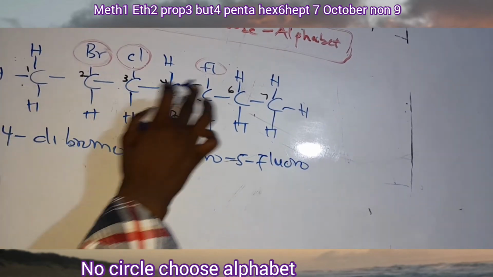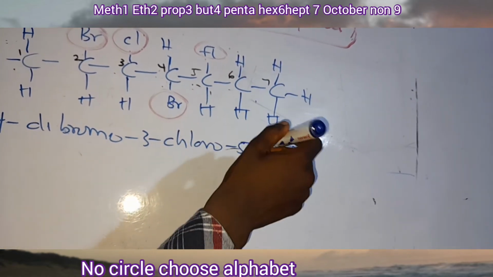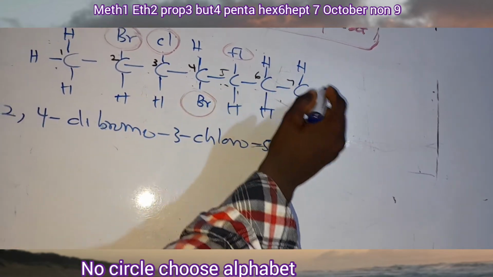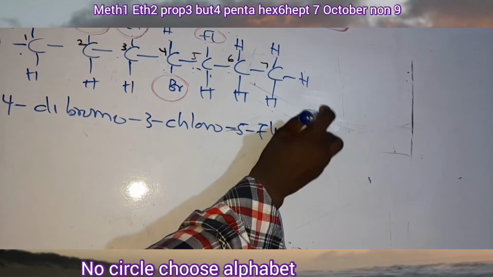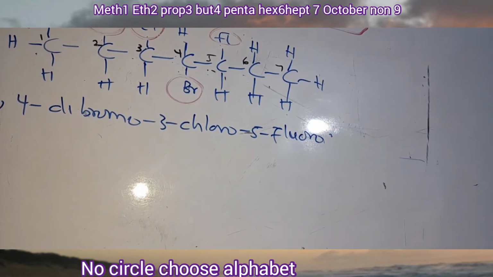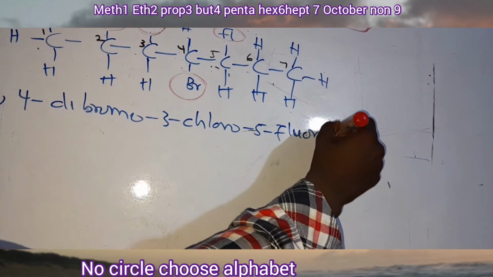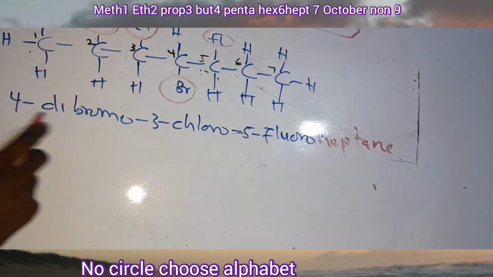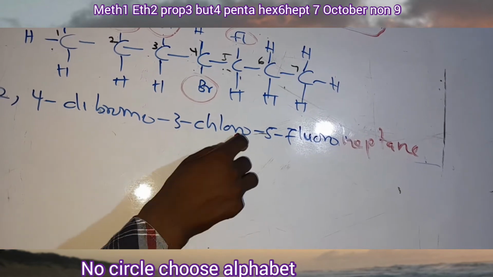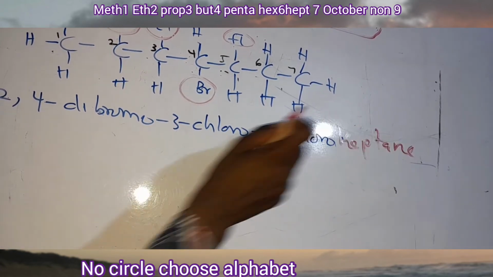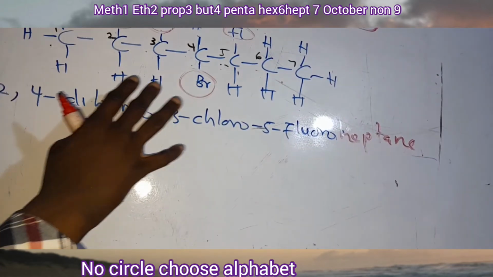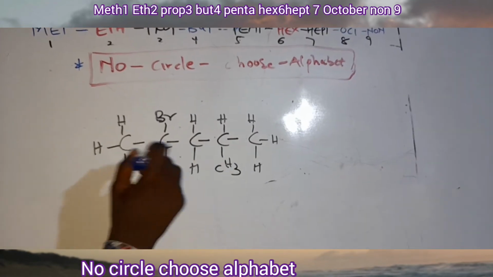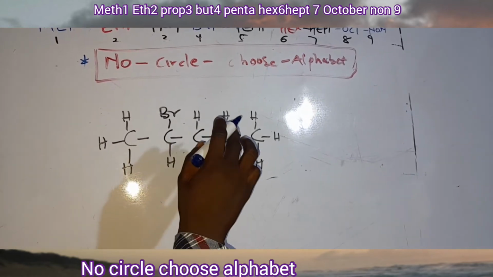Now let's get the highest number, which is 7. That's the main thing now. Since it's 7, if the carbon is 7, we'll call it heptane. So add that one to the name, it becomes heptane. So this is the name for this compound: 2,4-dibromo, 3-chloro, 5-fluoro, heptane. Remember, no cycle, choose alphabet.